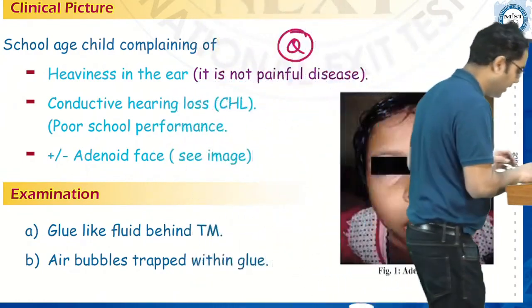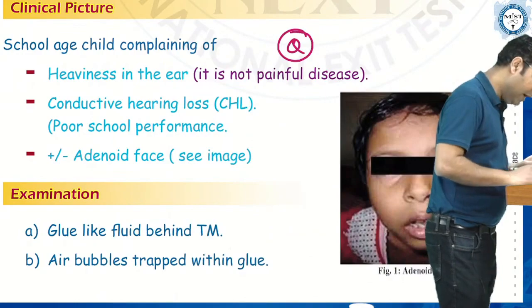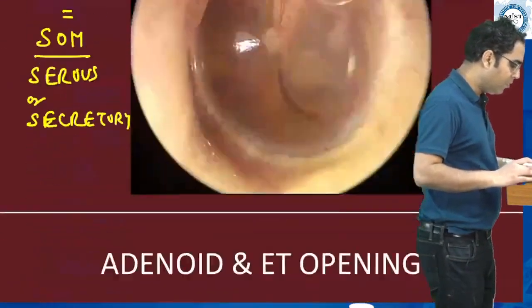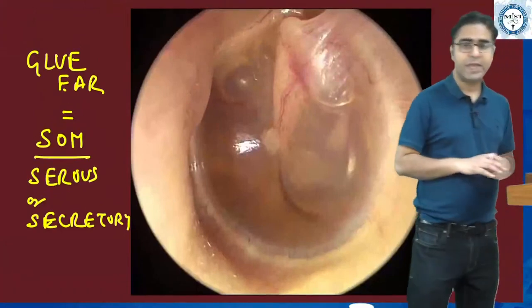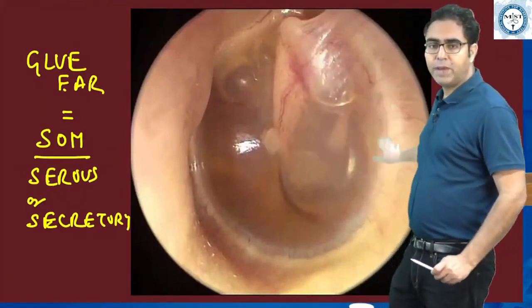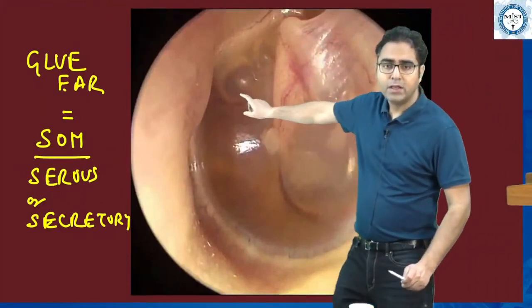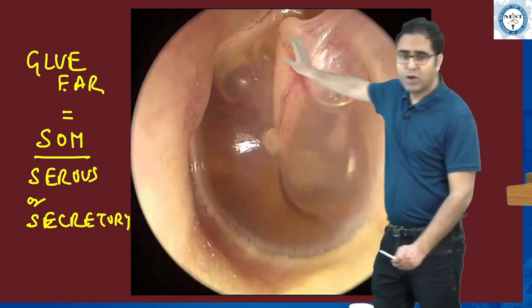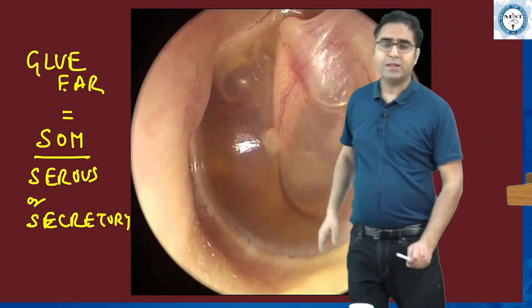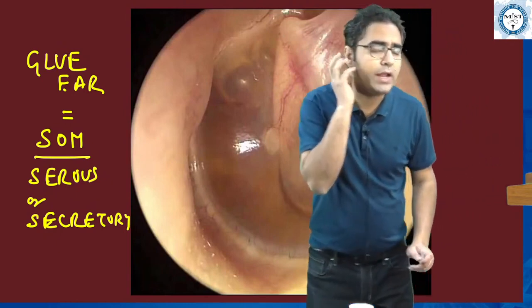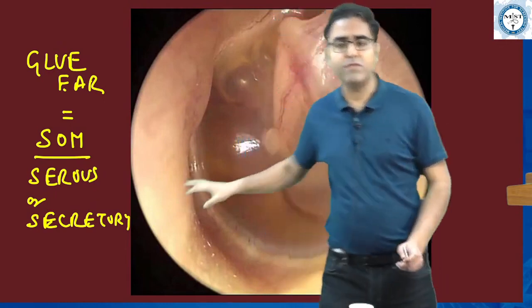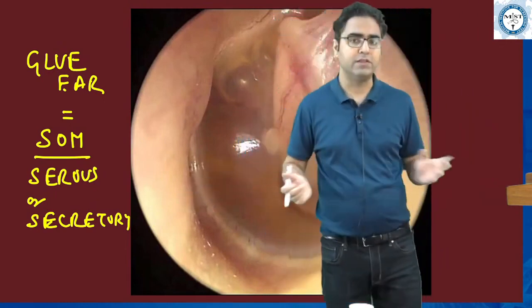Why heaviness in the ear? Because this poor child has something in the middle ear which is filling it. Can you see over here? Behind this tympanic membrane, can you see the air bubble? The air bubbles are trapped within the glue. This middle ear is full of glue-like fluid, and this filled up fluid feeling in the ear will give heaviness in the ear, but it is not painful. It's not infection. Only heaviness in the ear.